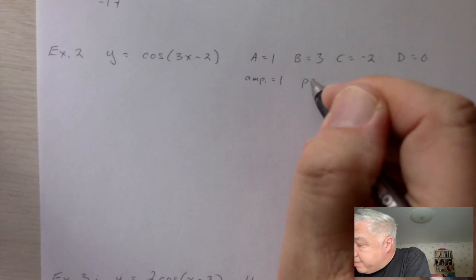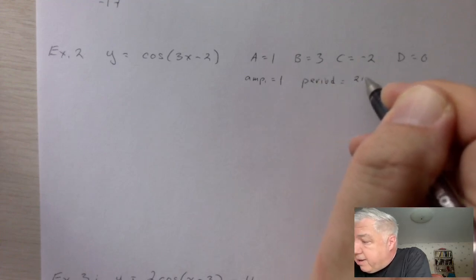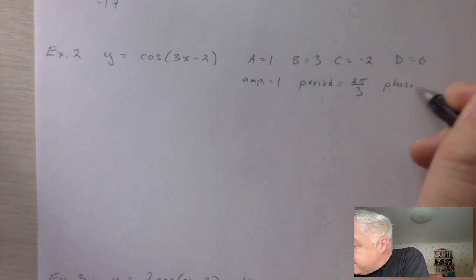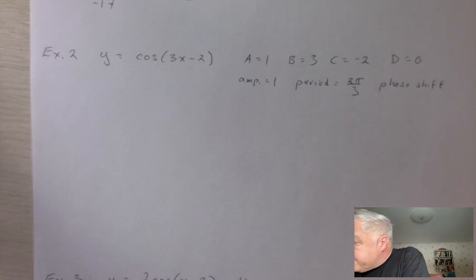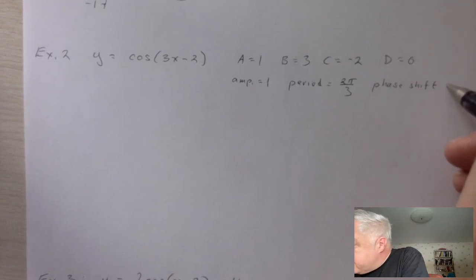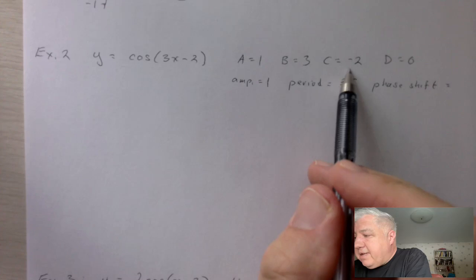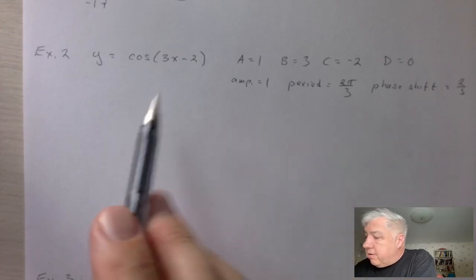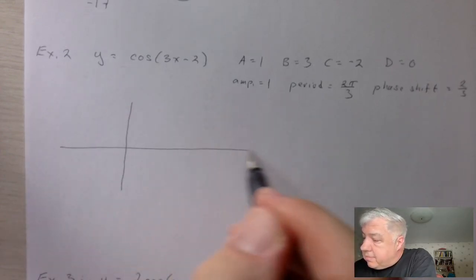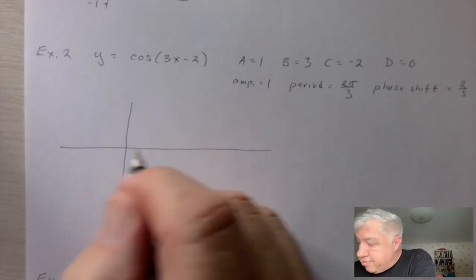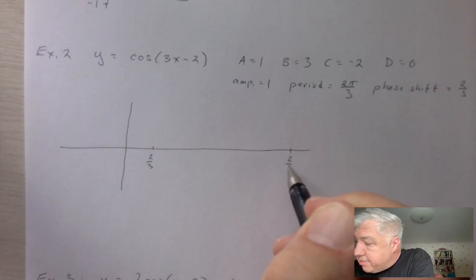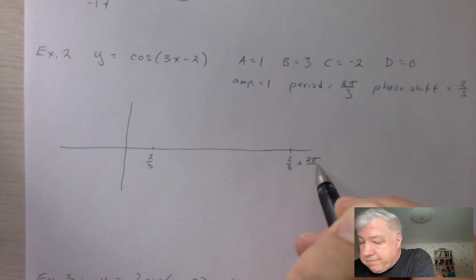The period is 2 pi over 3. The phase shift is 2/3, right? Because we change the sign, minus c is positive 2, so it's 2/3. And there's no vertical shift. So, okay, now the phase shift, well, here's 2/3. And the way down here is 2/3 plus the period, 2 pi over 3.